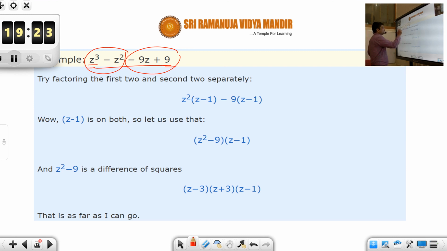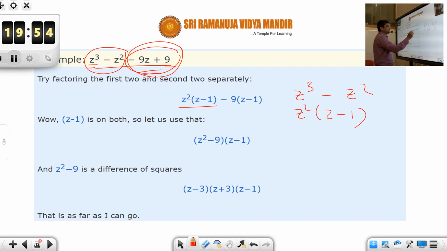If you try to factorize the first two terms, the first is z³ and the second is z². You will observe that z² is common, so let's take that outside. So the first two terms we can rewrite as z² times (z minus 1). And similarly, look at the last two terms. In the last two terms, 9 is a common thing. Let's take minus as common too. So we can write these last two terms as minus 9 times (z minus 1).